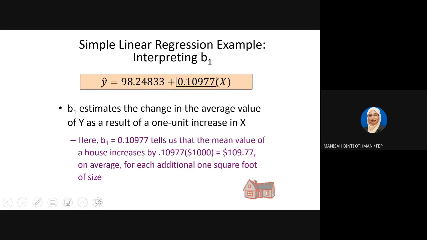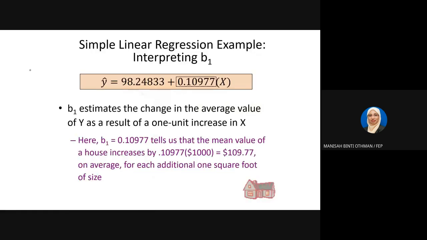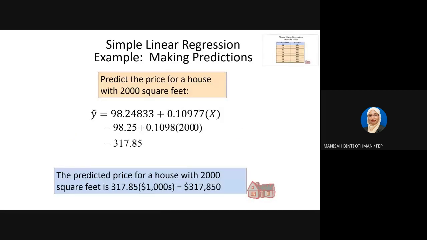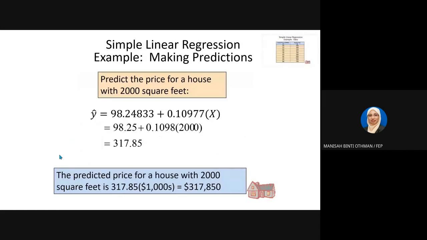Okay, so let's say X equals to X. Sorry. Oh, okay, no problem.